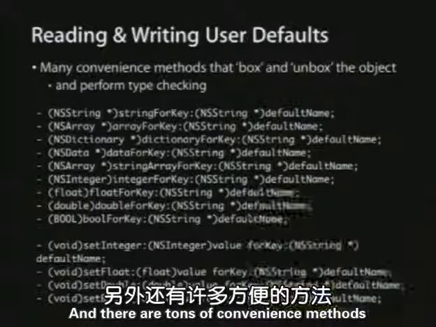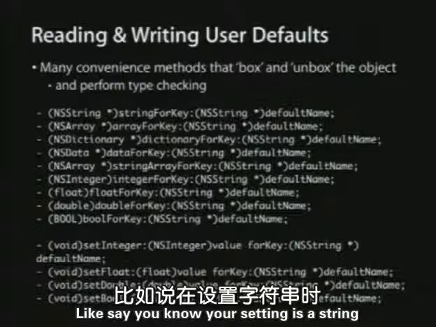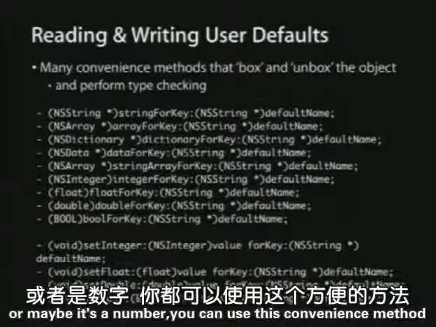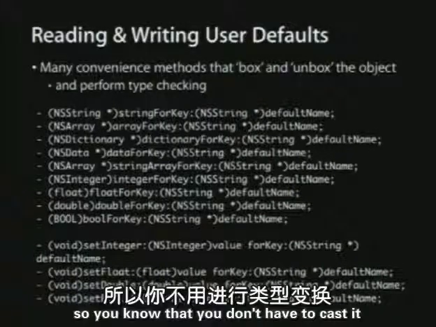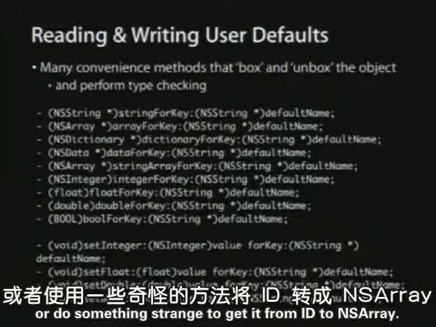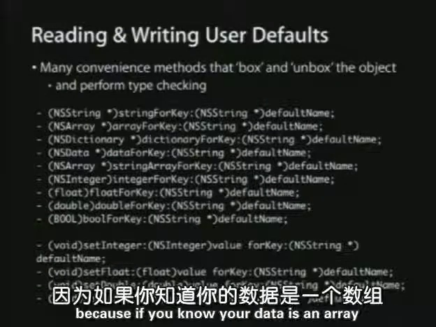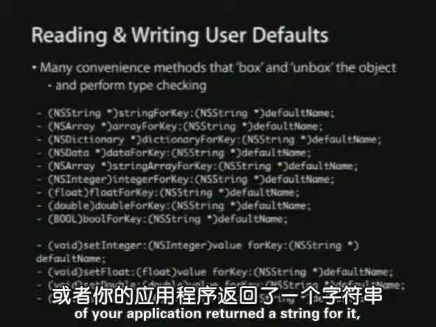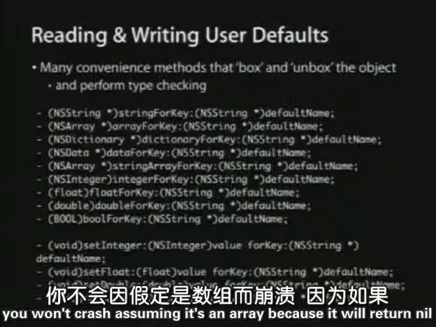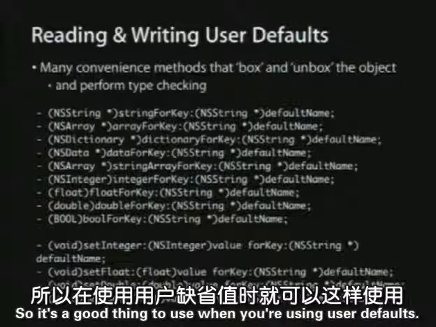And there's tons of convenience methods for getting certain types of objects. Like say you know your setting is a string or maybe it's a number. You can use this convenience method to get that object, and it has the right return type, so you don't have to cast it or do something strange to get it from ID to NSArray. And this is also good for code safety, because if you know your data is an array and maybe an older version of your application returned a string for it, you won't crash assuming it's an array because it will return nil if the type's wrong, which is kind of convenient. So these are good things to use when you're using user defaults.